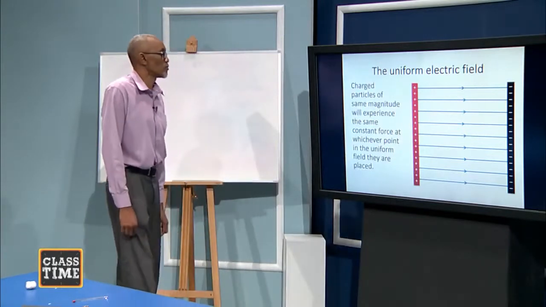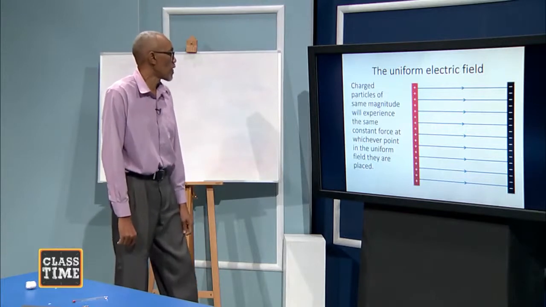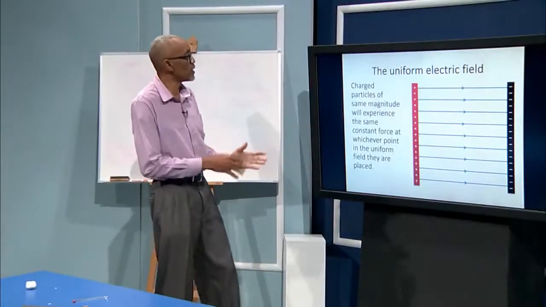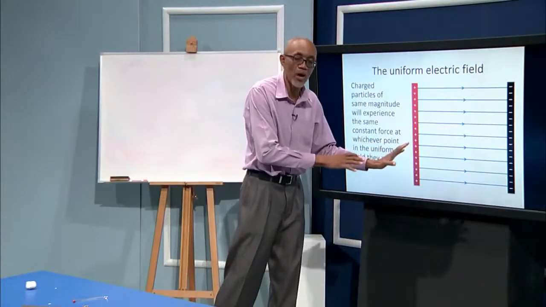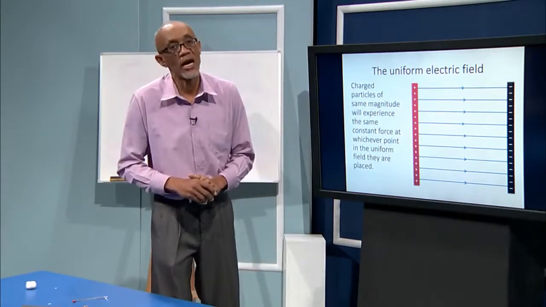So charged particles of the same magnitude will experience the same constant force at whichever point in the uniform field they are placed. So if you place a charged particle here, it will experience a force and be caused to accelerate. If you put it there, this one is negative, it will experience a force and it will go across. Put it here and it experiences a force and it will move across. So wherever in a uniform field you put a charged particle, it will experience a constant force which will cause it to accelerate.